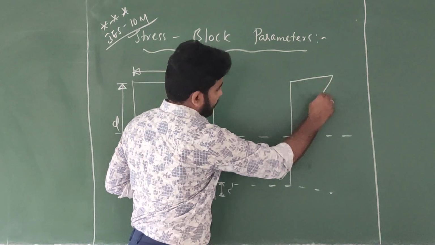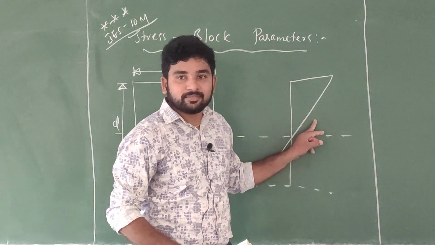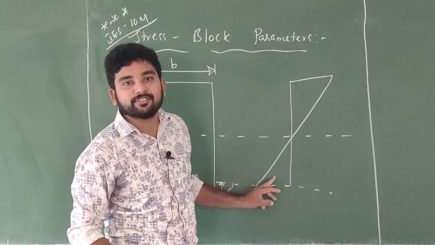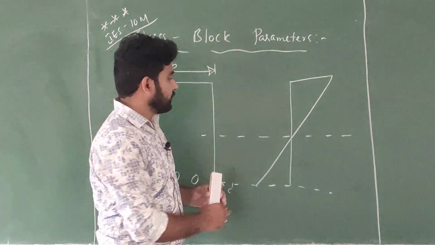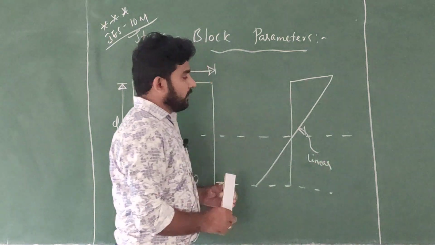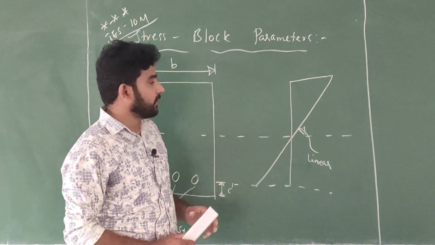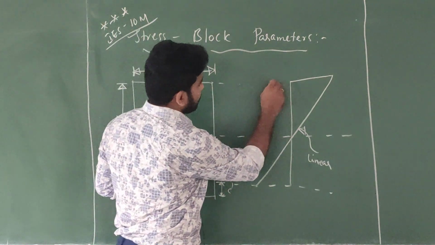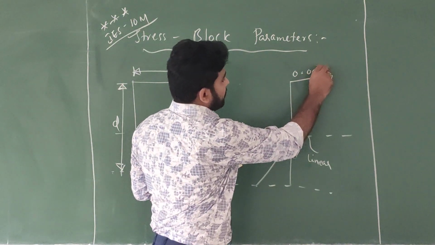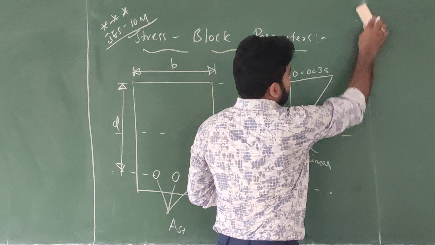Next is the strain distribution. Once in GATE they asked, what is the shape of the strain distribution curve? Linear. For 1 mark, the distribution of the strain in the stress block is linear. Next is the ultimate strain in compression. What is the ultimate compression strain? 0.0035. Next, the stress block.